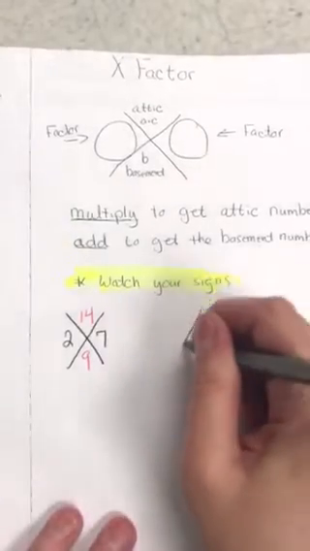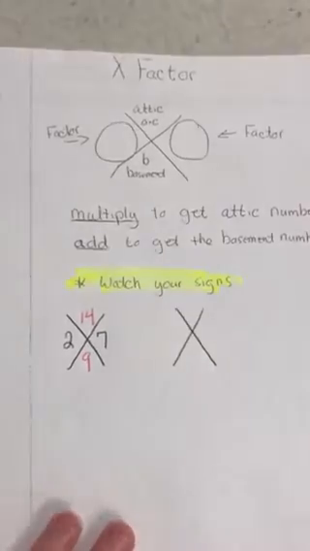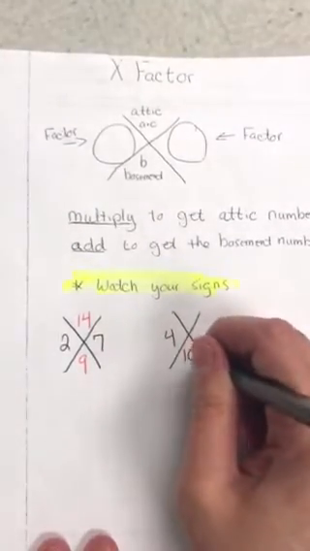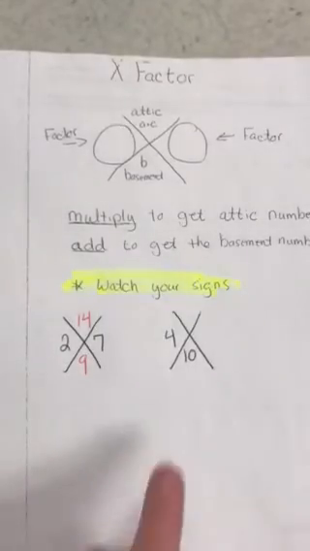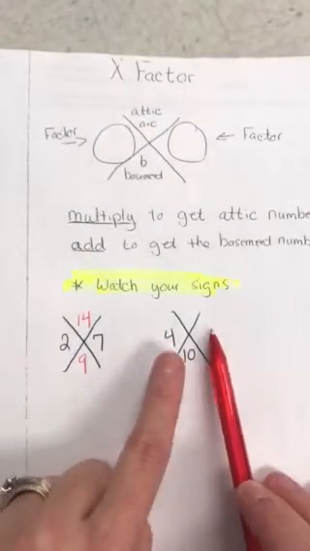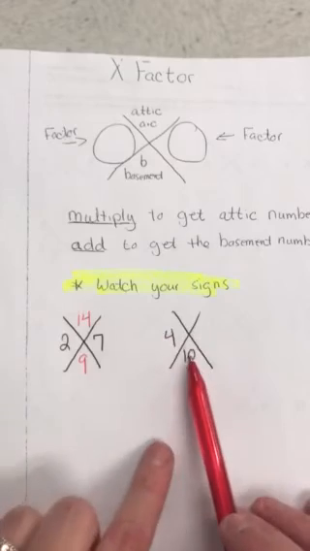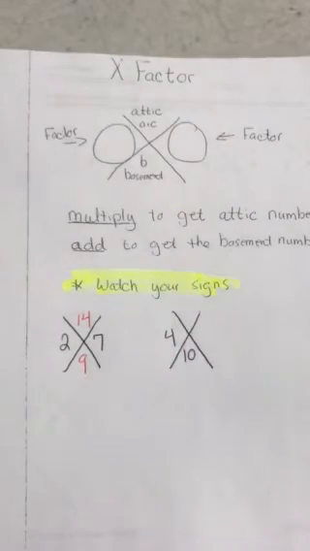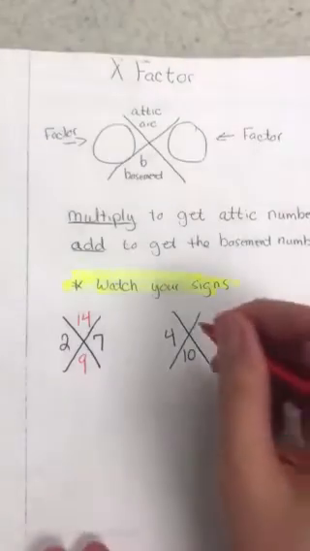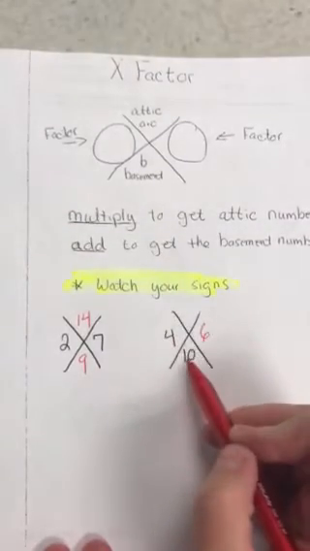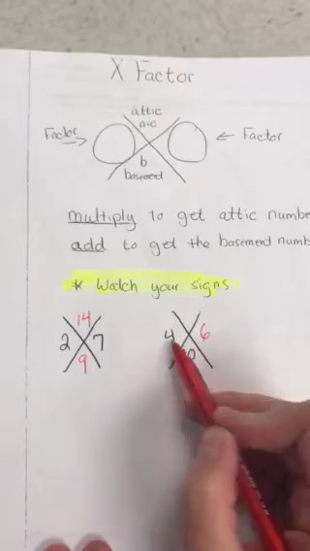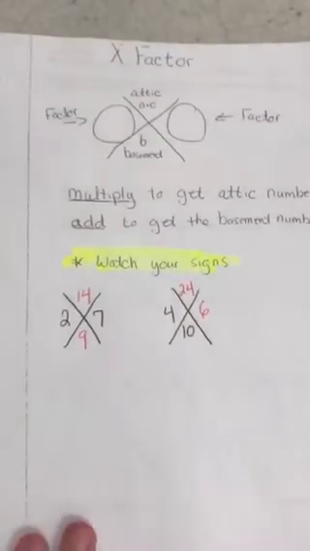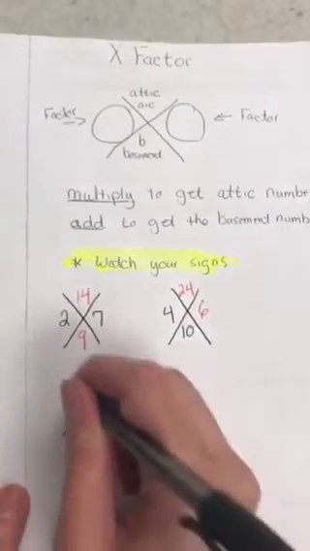Let's look at another one. So if you have an X factor like this and they give you the numbers of 4 and 10. Once again, these two numbers multiplied together give you this number, but they add together to give you the basement number. Well, what number do you add to 4 to make 10? 6. 4 plus 6 is 10. So then you say 4 times 6 is 24. You just kind of use the given information that you have to figure it out, okay?